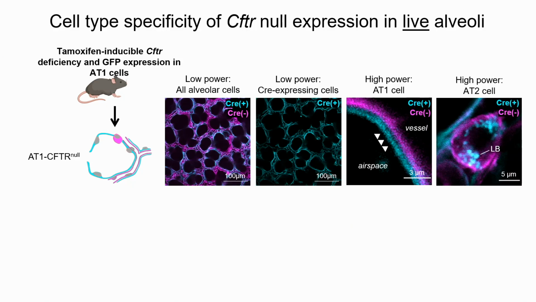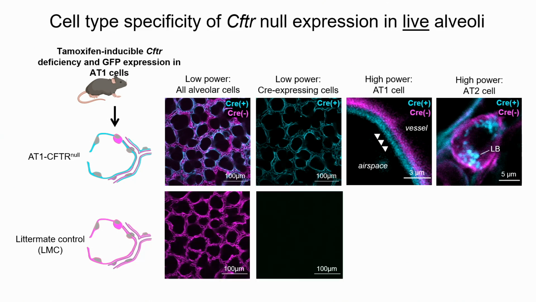This next high power image here shows cells that lack Cre expression and have taken up a dye that labels lamellar bodies, indicating to us that it is an alveolar type 2 cell. This also tells us that the alveolar type 2 cells don't express Cre and have CFTR intact. In the littermate control mice, we see no Cre expression, as we'd expect.